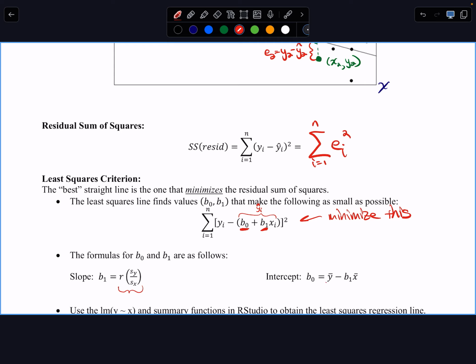All right? That creates a minimum for our residual sum of squares if B0 and B1 are these two things here. Again, we're not going to use the formulas. If you look in the textbook, there are some problems where you'll use this.